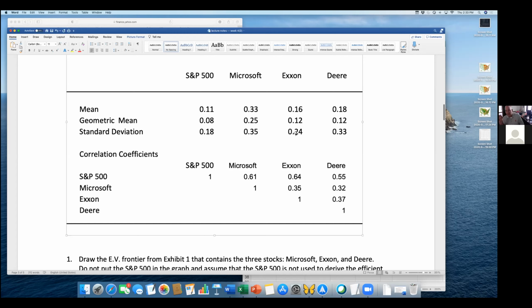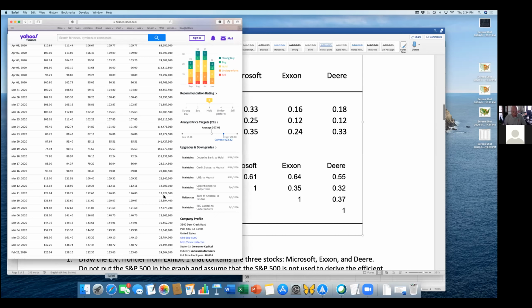And then I asked you for the frontier, it's going to start at Microsoft, and then curl down, right? That is what the EV frontier is going to look like. And if I asked you to do that on an exam, I would not be expecting you to get the EV frontier right, but I would expect you to start at the top one and then work your way down from there.